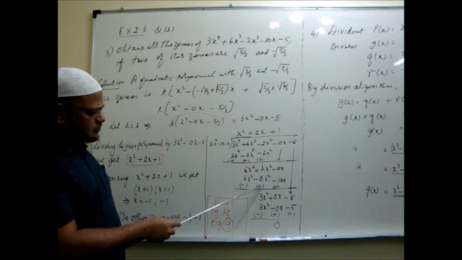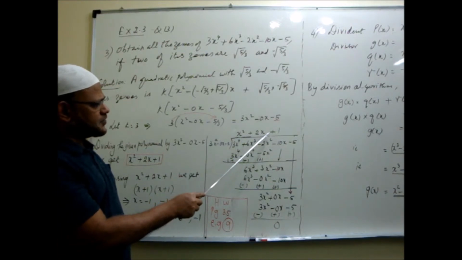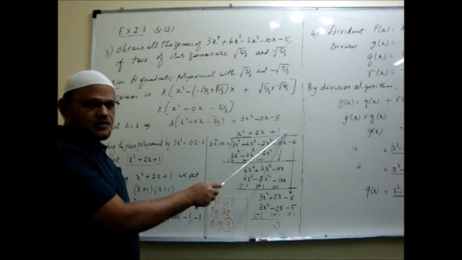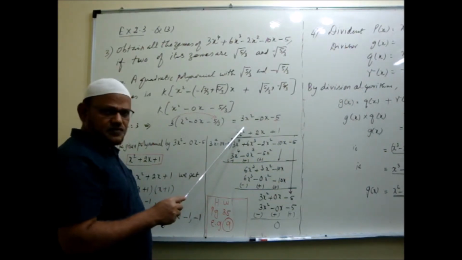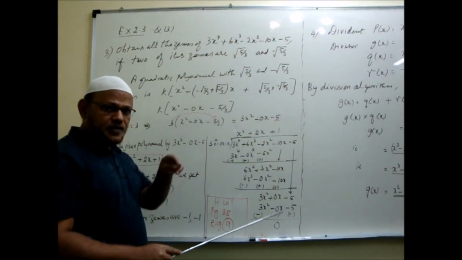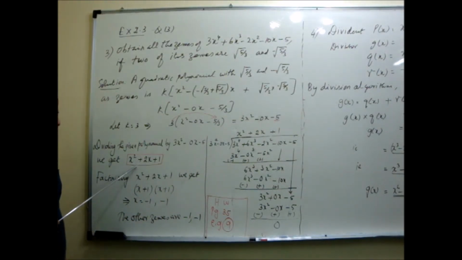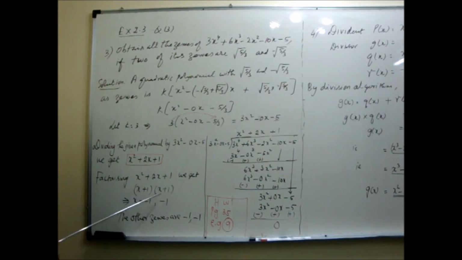While dividing you get the quotient x square plus 2x plus 1. What's the next job? You have to factorize the quadratic quotient to get 2 more linear factors. You can use splitting the middle term, or you can use the identity. This is actually the a plus b whole square identity. You can factorize however you want. You get 2 same factors, x plus 1 and x plus 1.